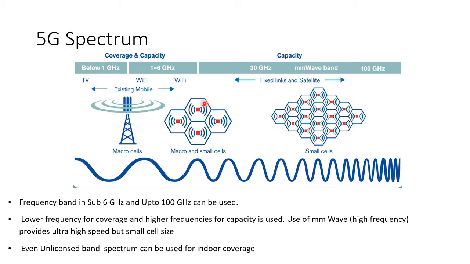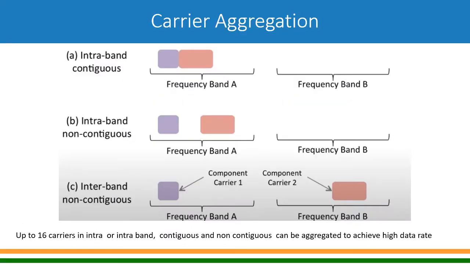Even unlicensed bands in 2.5 GHz and 6 GHz where Wi-Fi works can be used by 5G for indoor coverage. Carrier aggregation: up to 16 carriers in intra-band, interband, contiguous and non-contiguous can be aggregated to achieve high data rate.